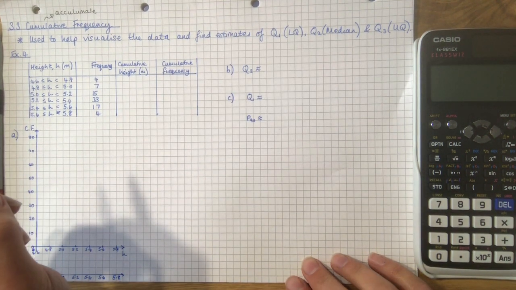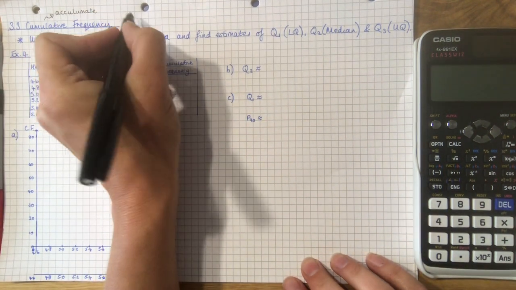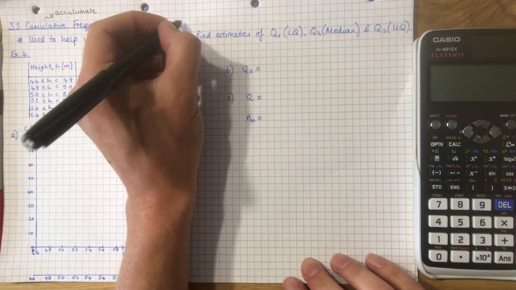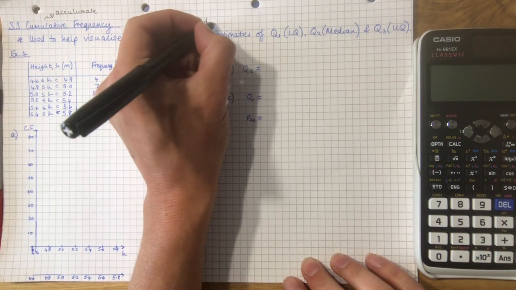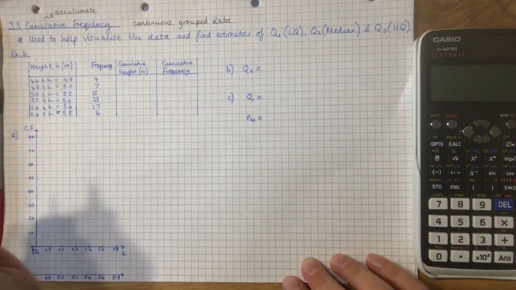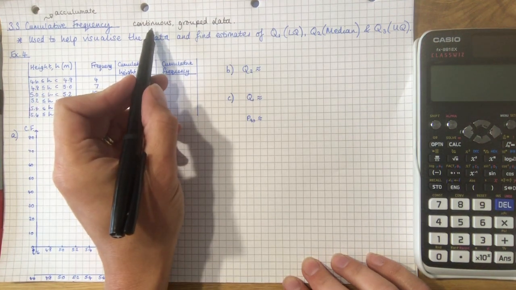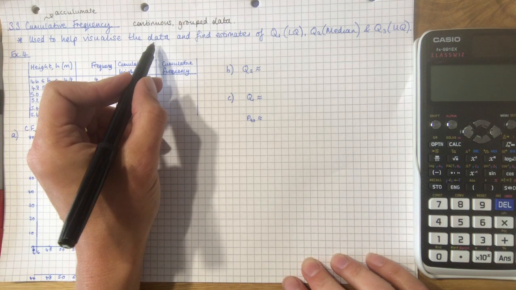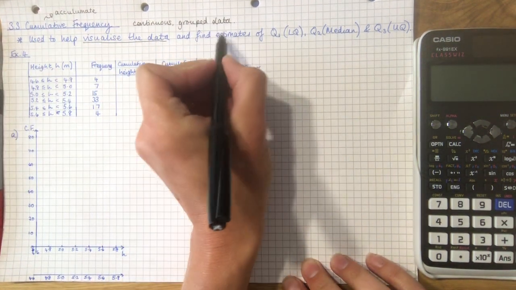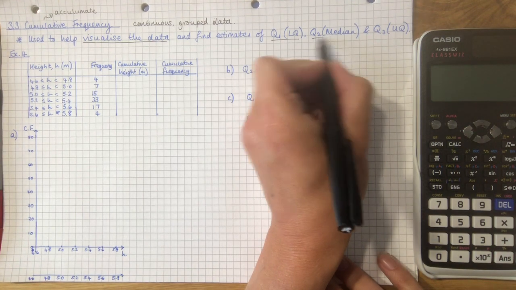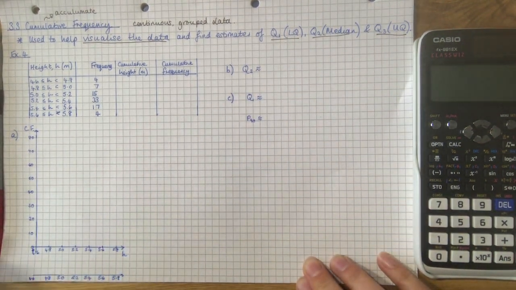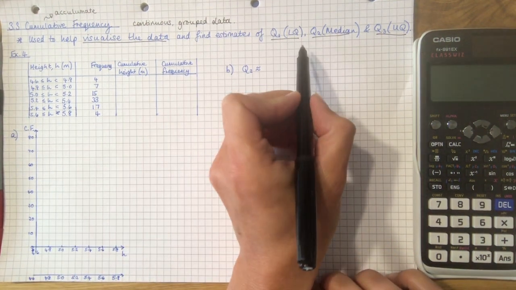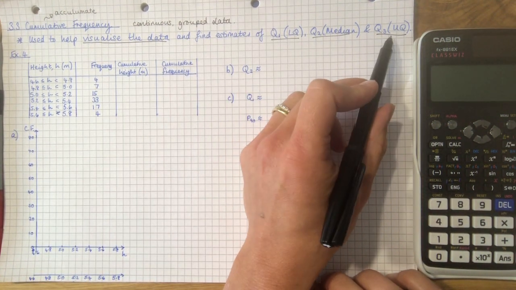Now, a cumulative frequency graph is a type of graph that we use for continuous grouped data. Obviously, because it's grouped data and it's continuous, it's going to be quantitative. It's used to help us visualise the data, and it's also used to help us find estimates of the lower quartile, the median and the upper quartile. So this is a graph just like the box plot that we saw in the last video that's intrinsically linked to the median and the quartiles.